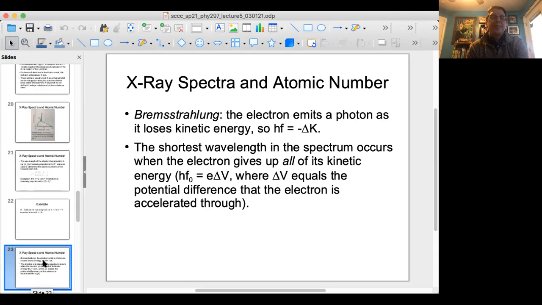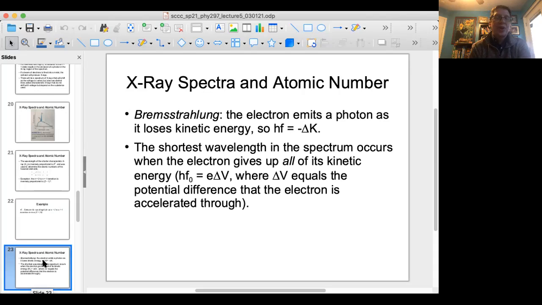Another type of X-ray that you can see is what's called Bremsstrahlung, when an electron is slowed down. So you expose the electron to a stopping potential, and as it loses energy, it gives off a photon. And so the shortest wavelength in the X-ray spectrum occurs when the electron gives up all of its kinetic energy.